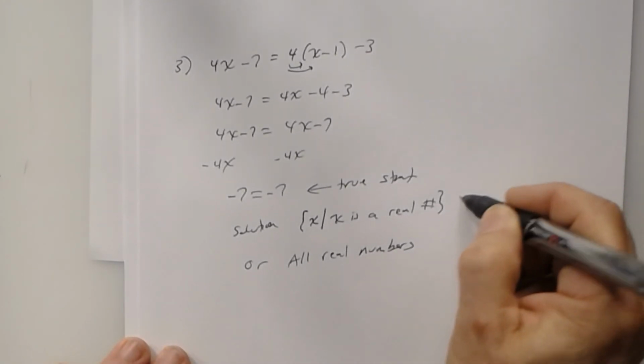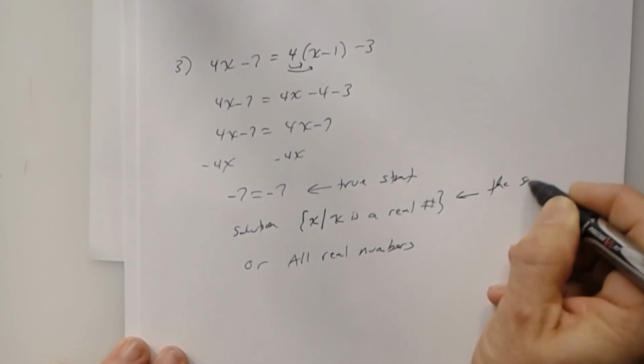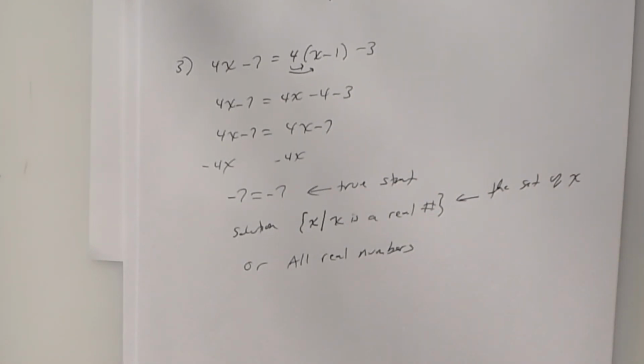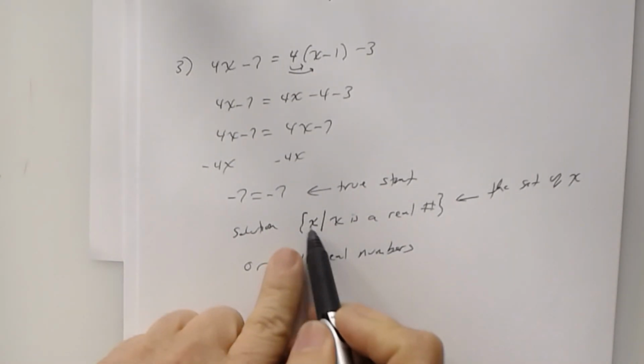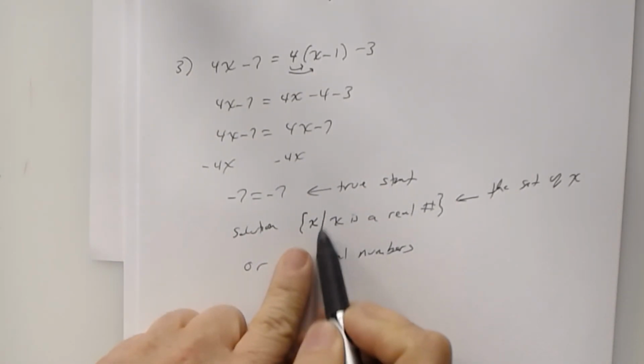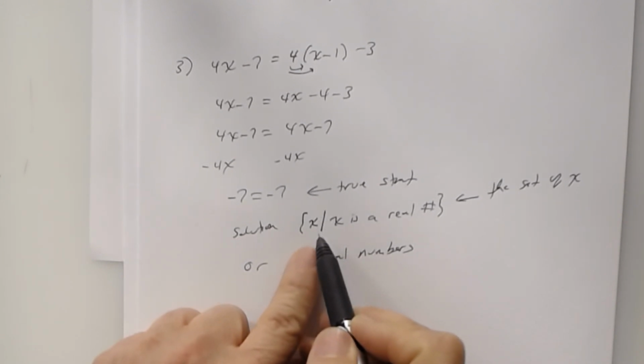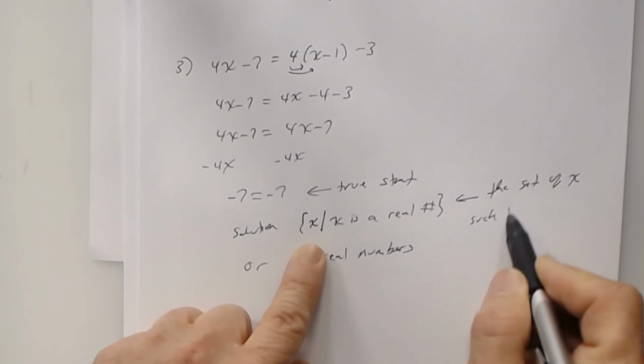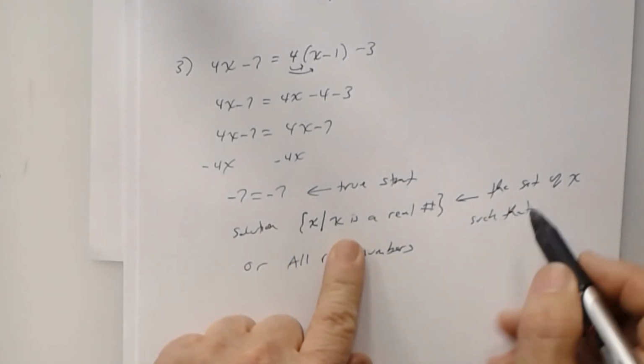All right, so remember this reads the set of x's. The braces on the outside, that means set. The set of x's, this little vertical segment here means such that. So the set of x's such that x is a real number.